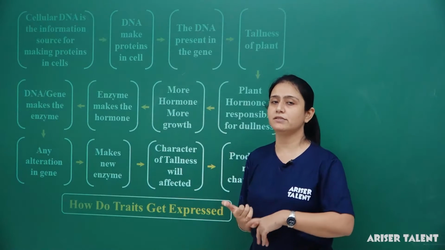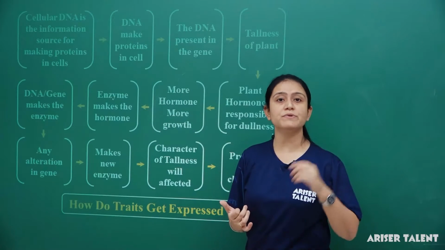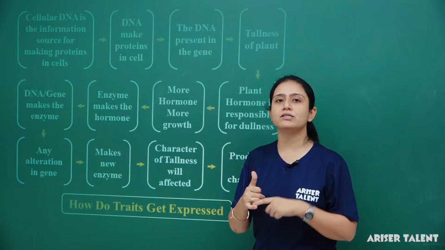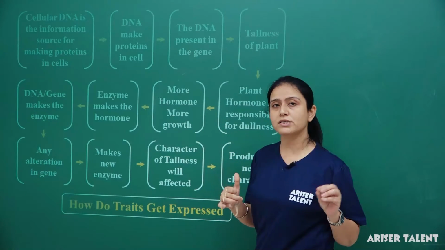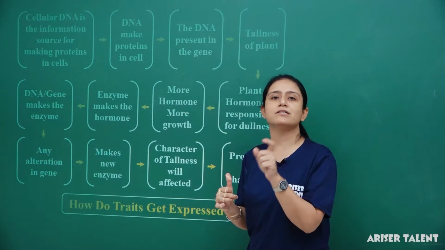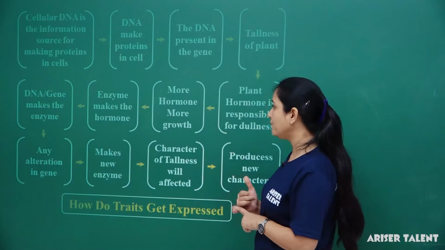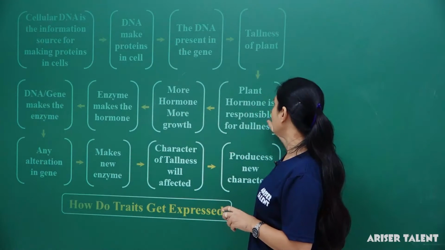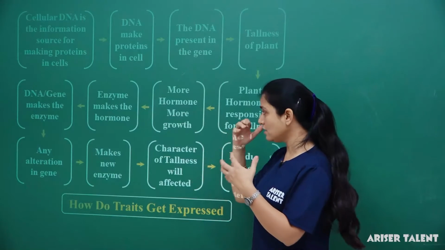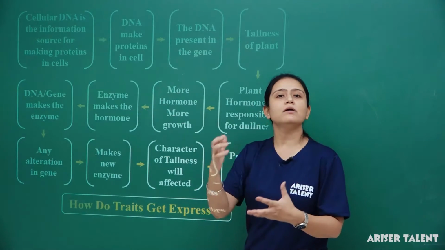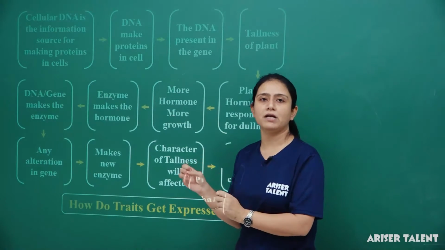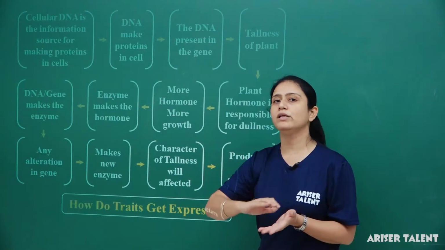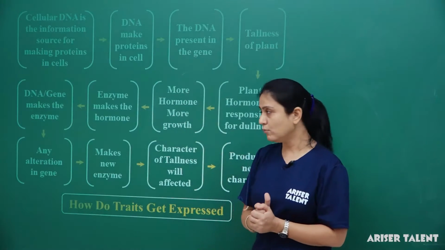As we know, in plants there are different types of hormones, means enzymes, which cause tallness or dwarfness. Here we will talk about auxin, the special hormone which is responsible for growth itself. So plant hormone is responsible for tallness. The more hormone there is, the more growth there will be. If auxin is released by plants in excess amount, then the growth of the plant will be more.